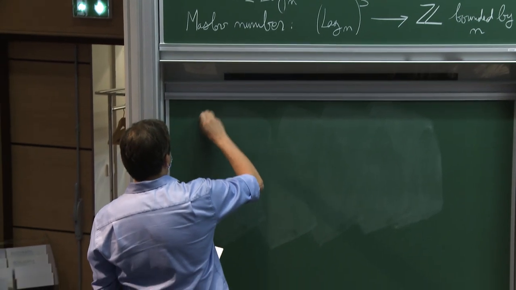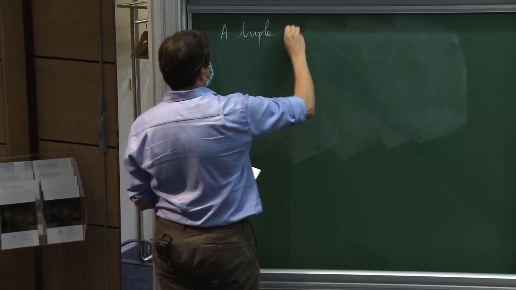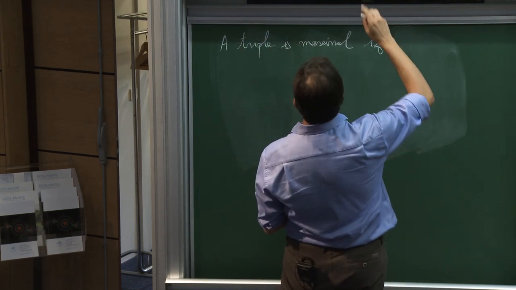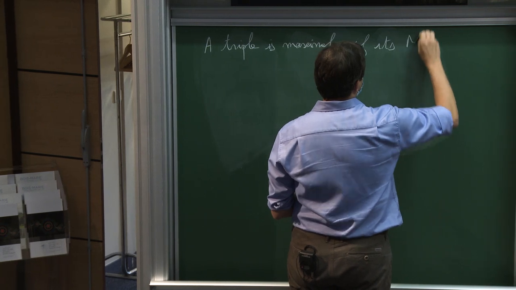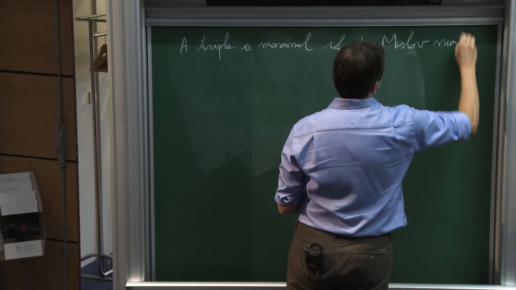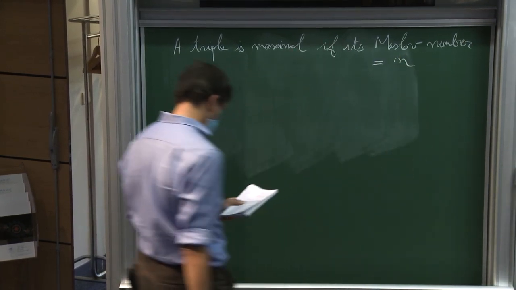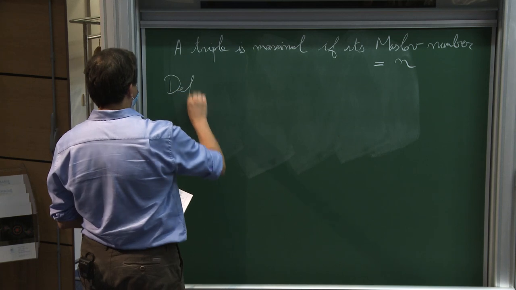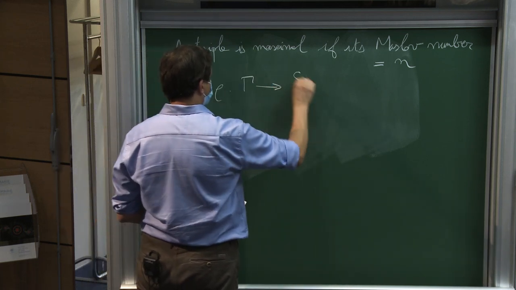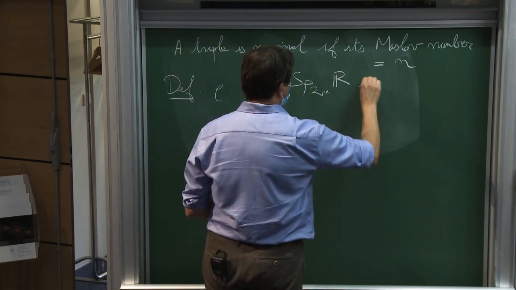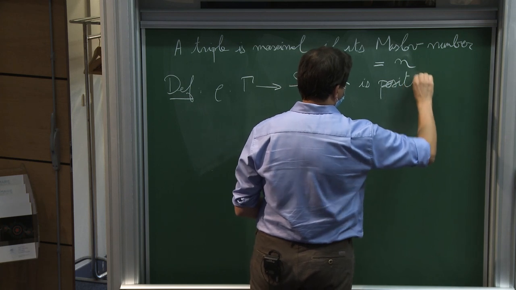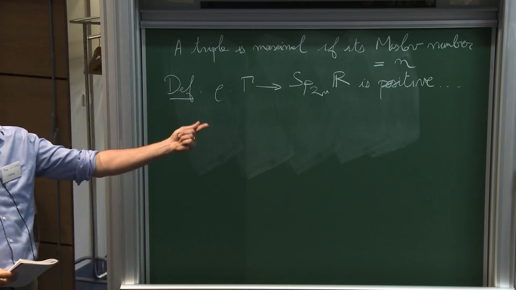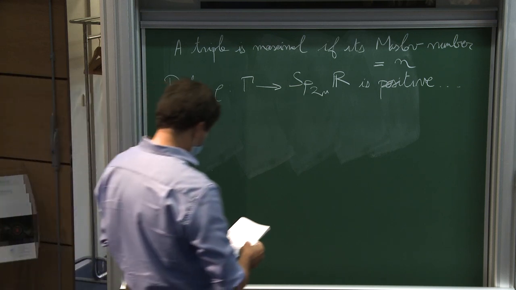And I define a triple to be maximal if its Maslov number is equal to n. And this will play the role of the positive triples. So I can define the representation to be positive. Maybe I will not write this definition, you probably have already guessed it. I need an equivariant map from the boundary of the group to the space of Lagrangians sending positive triples to positive triples.